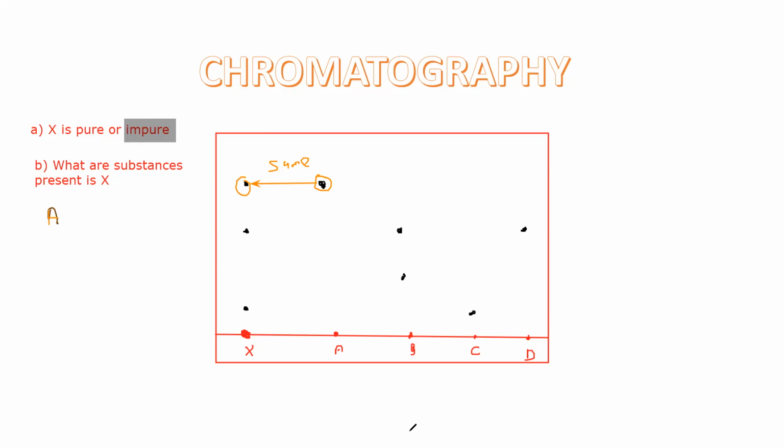Yes, Abdullah? Sir, for B, can we say X is equal to B? But when we are checking X equals B, B has two spots. So both should be there in X. If B was present in X, then both should be there.